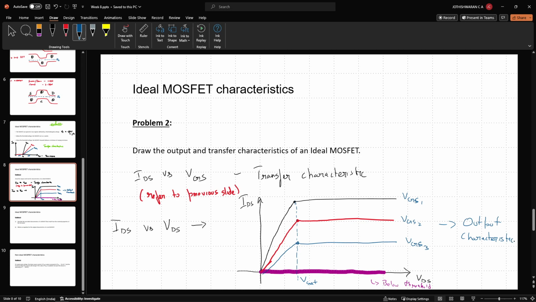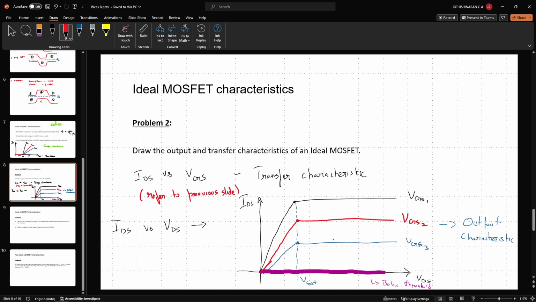Since I've lost some five to ten minutes due to technical difficulties, I didn't... It's fine. So I will just color match these things also. This is VGS1, this is VGS2.